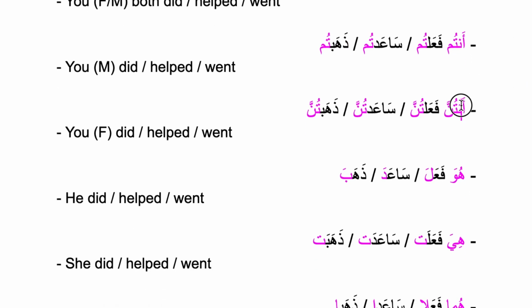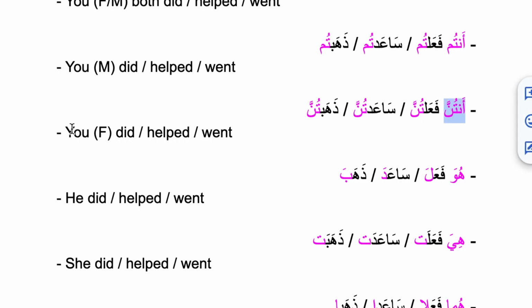Next, أنتم also means you, but plural male. فعلتم, and it means you did. ساعدتم, and it means you helped. Next, ذهبتم, and it means you went. As you can see, the suffix of you, أنتم, is tum. Two letters, ta and mim, and the dhamma on the ta. And it's pronounced tum. So فعلتم, ساعدتم, ذهبتم. And all end with tum.